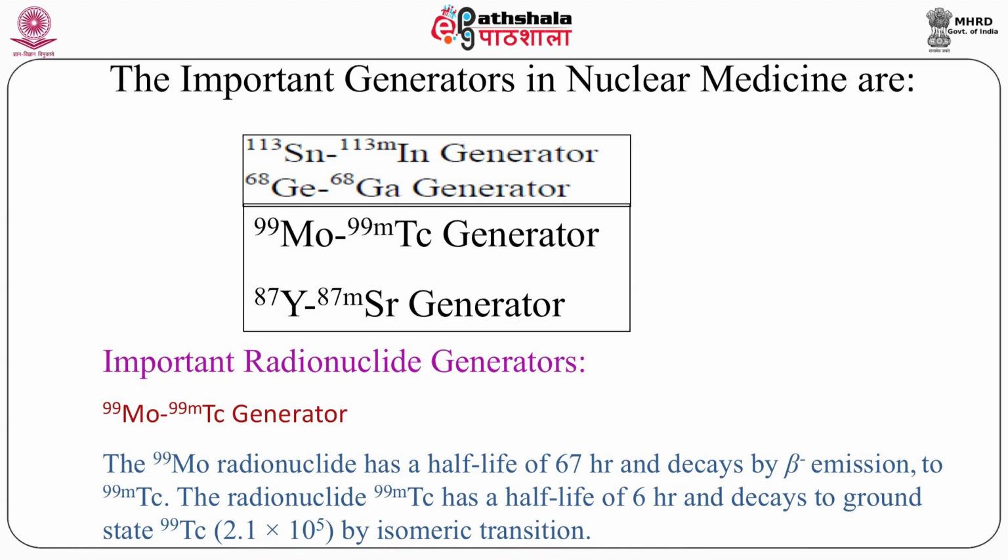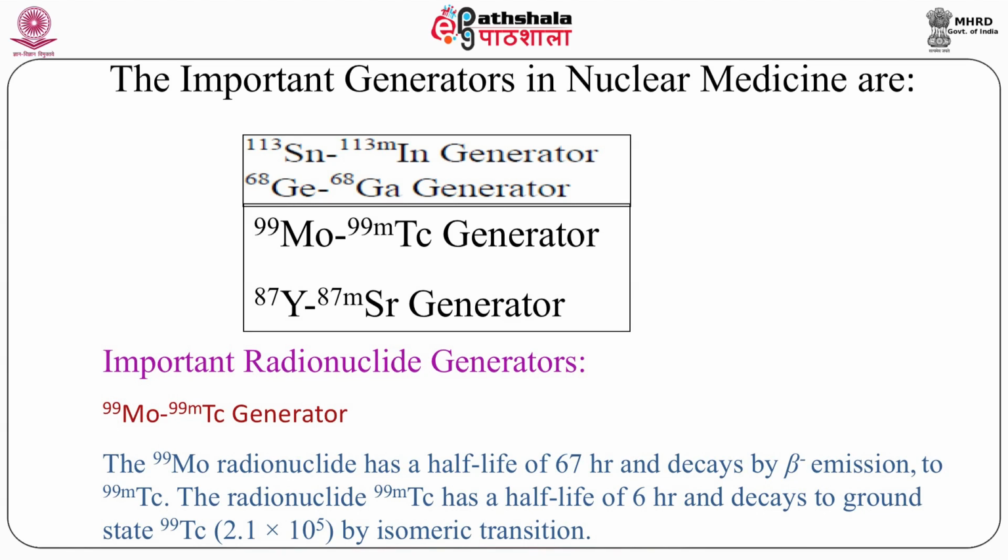There are important generators in nuclear medicine. As I was saying, we always say molybdenum technetium, but there are also the tin indium generator, germanium gallium generator, and strontium yttrium generator. Very important generators are there. But again, when we talk about conventional nuclear medicine, most of the examinations can be carried out by technetium. Molybdenum technetium 99 is one of the very important generators.